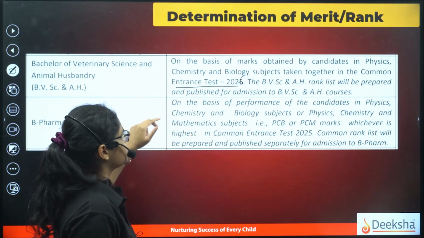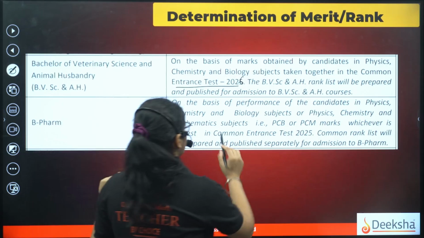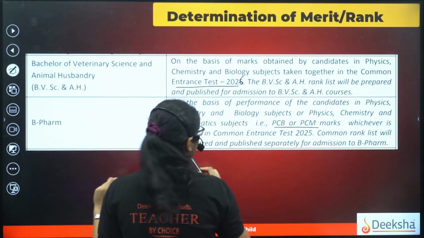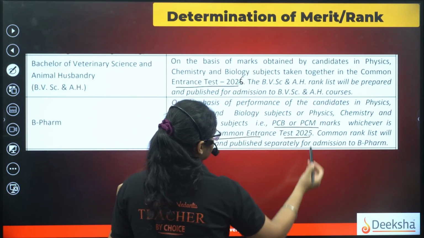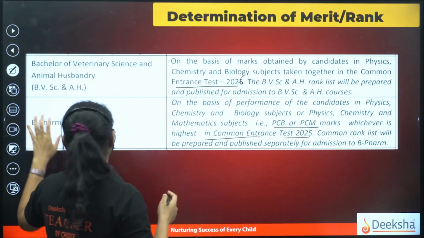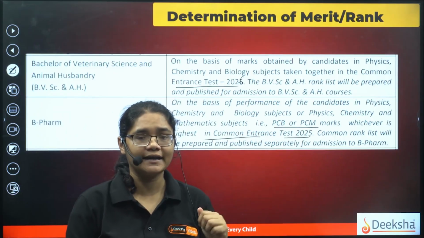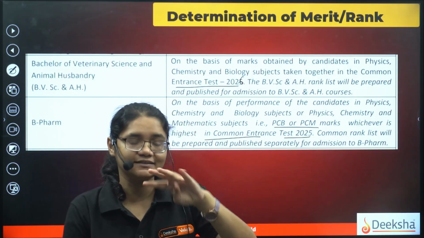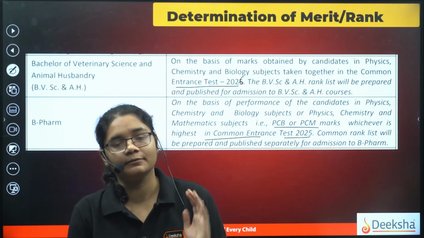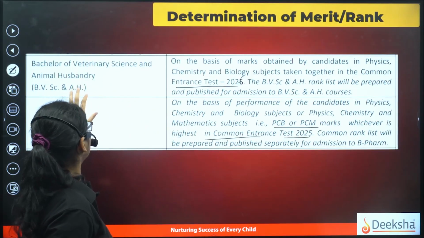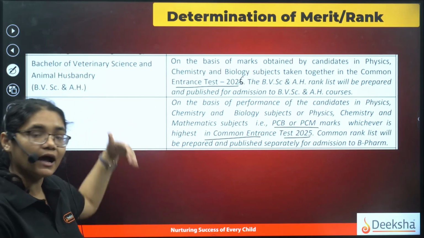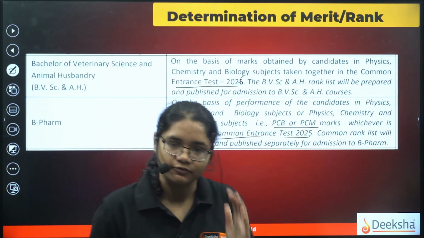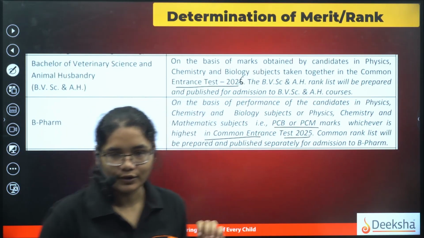Next, for B Pharma, on the basis of the performance of the candidates in PCB subjects or PCM subjects, that is PCB or PCM marks, whichever is highest in common entrance test 2025. Okay, so in B Pharma also you can write PCM or PCB, and if you have written 4 subjects, then whichever is giving you more marks, that will be considered. So in these 2 cases, your board marks are not considered. In the other 2 cases, the board exam marks were considered. And since many of you are going for engineering, for you, PU2 exams are very, very important, right?